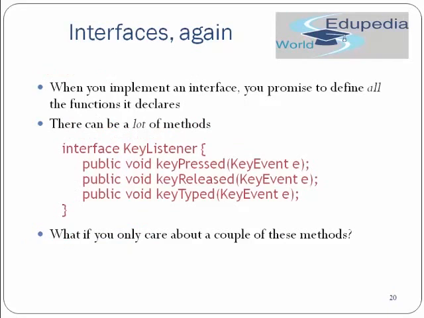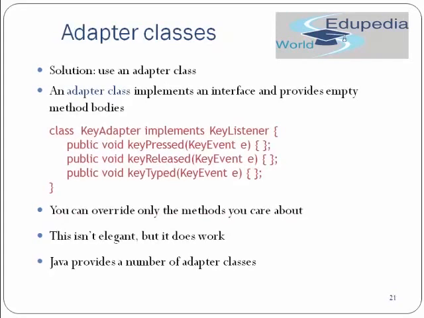Okay, interfaces again. When you implement an interface, you promise to define all the functions it declares, but there can be a lot. What if you only care about a couple of these methods? For example, I just want to implement keyPressed. Okay, the solution is an adapter class.